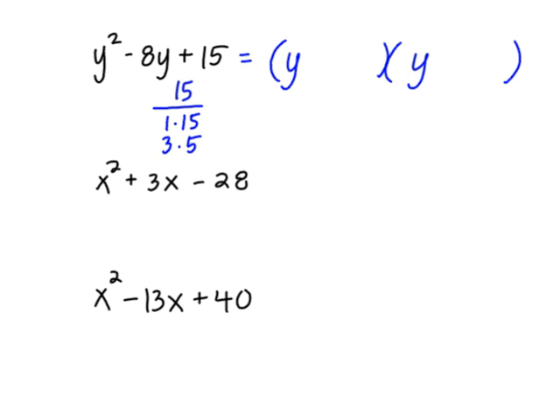The group that would add, since it ends with a positive, you're looking for what adds to give me 8. And the numbers that add to give me 8 would be 3 and 5. I know that the signs in parentheses are the same, and since I'm looking for a minus 8, I know that a negative 3 and a negative 5 would give me a minus 8. So both of these need to be negative.